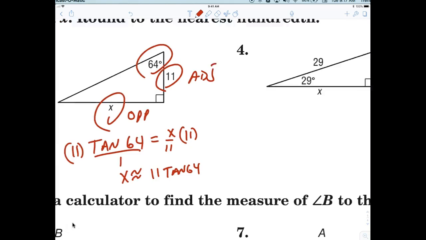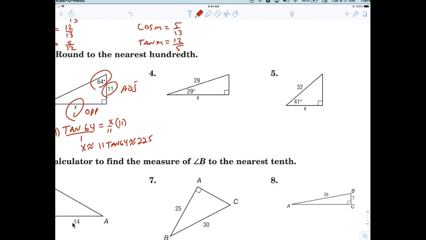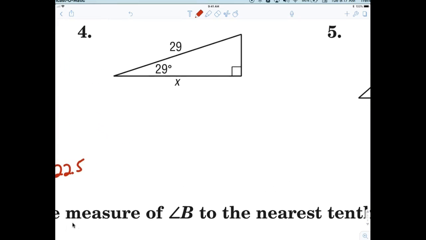And so what was 11 tangent 64? 22.5. About 22.5 or 22.6. And again, I don't argue over decimal places. Everybody happy with that? So now, just to make sure here, please, everybody looking at number 4.